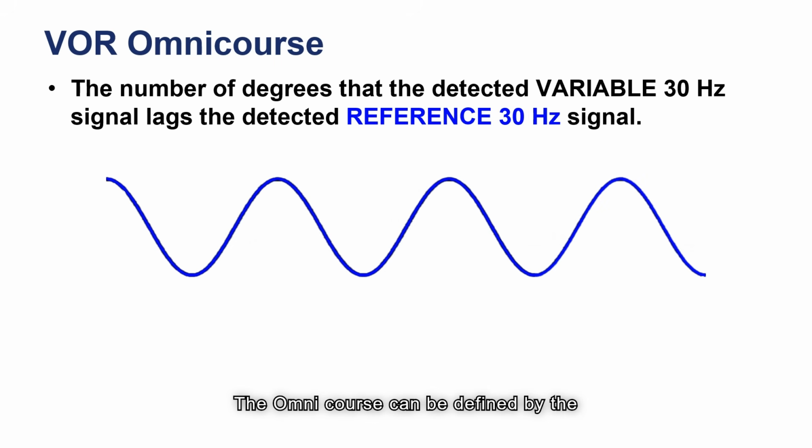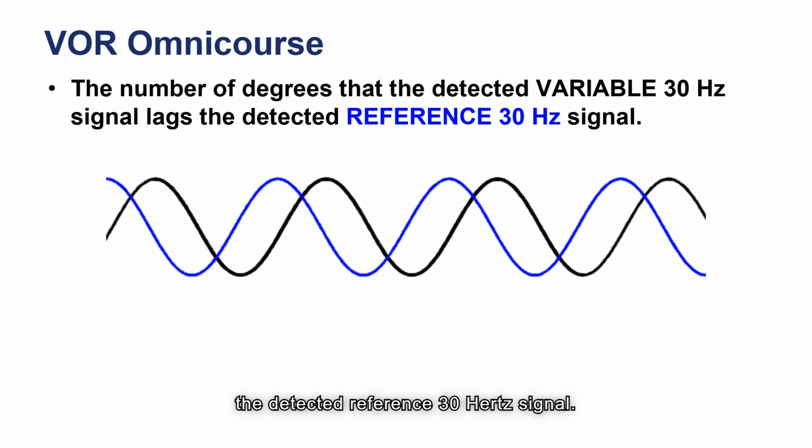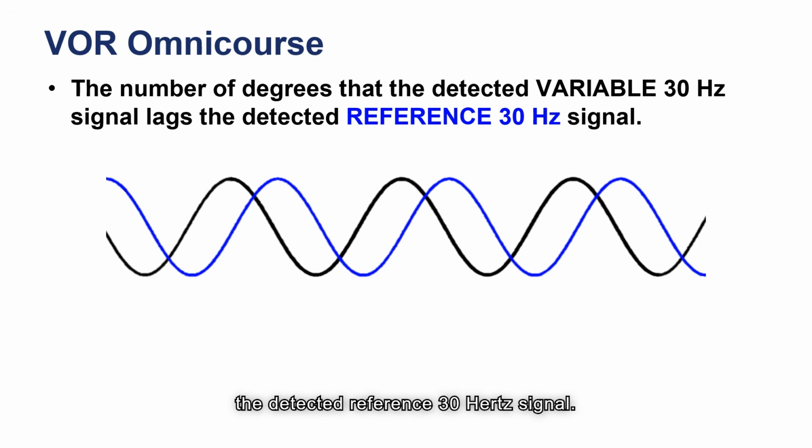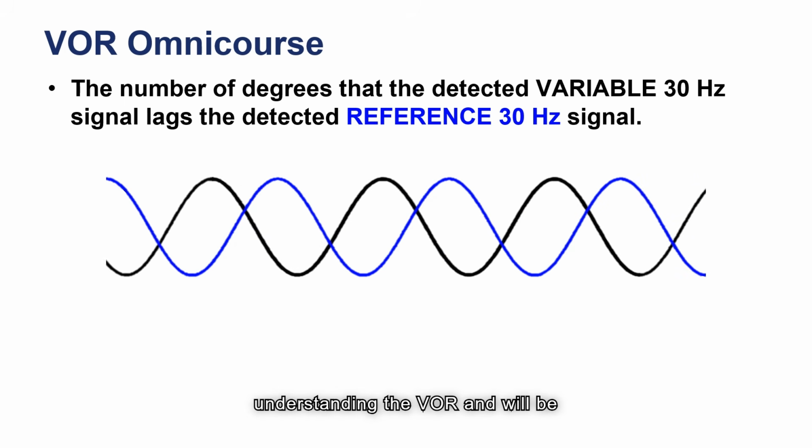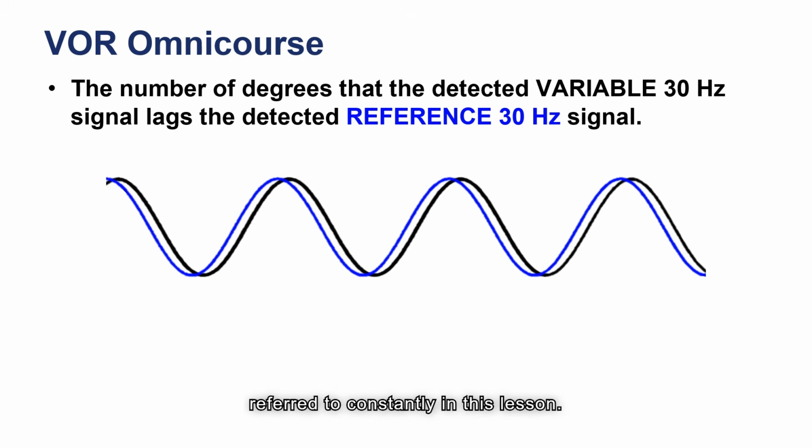The Omni course can be defined by the number of degrees that the detected variable 30 Hz signal lags the detected reference 30 Hz signal. This definition is fundamental to understanding the VOR and will be referred to constantly in this lesson.